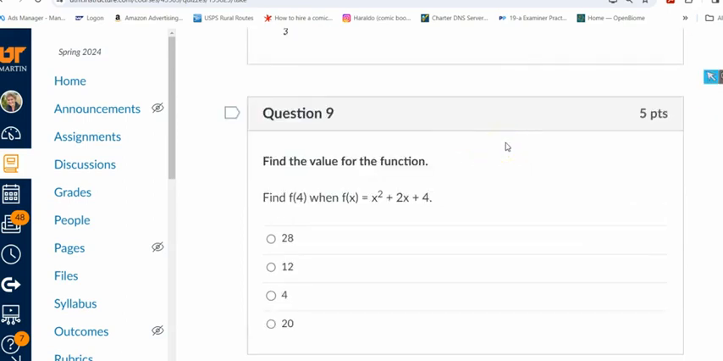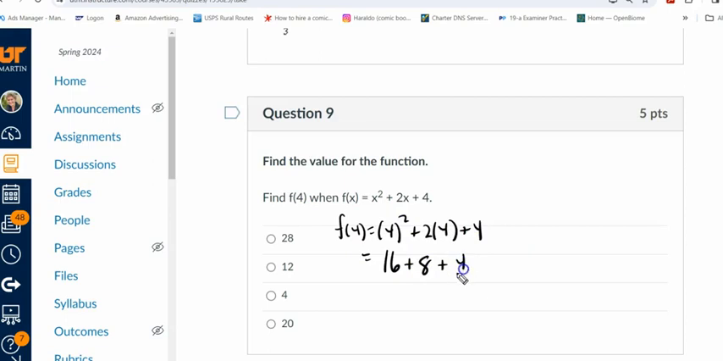All right, now we want f evaluated at 4. Everywhere there's an x, I'm going to replace it with 4 in parentheses. So that's going to give me 16 plus 8 plus 4. That's going to give me 24, and 24 plus 4 is 28. Okay, so my answer is going to be 28.